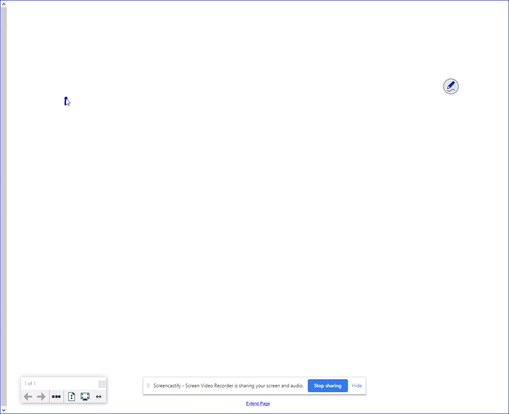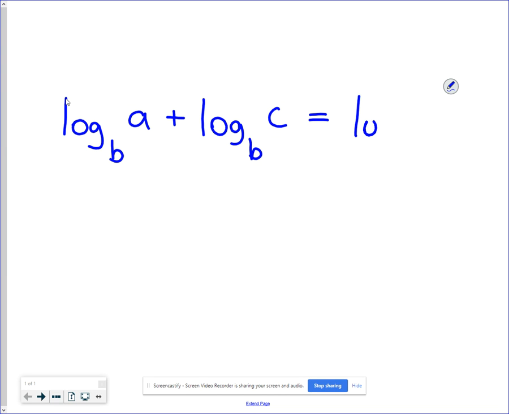So let's say, for example, you have log base b of a plus log base b of c. You're adding two logarithms together and they have the same base. Well, when you have two logarithms with the same base, here's how you add them together. It would equal log base b of a times c. All right, so this is our first rule that we're going to be practicing today.